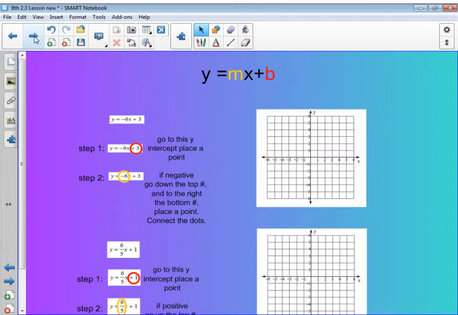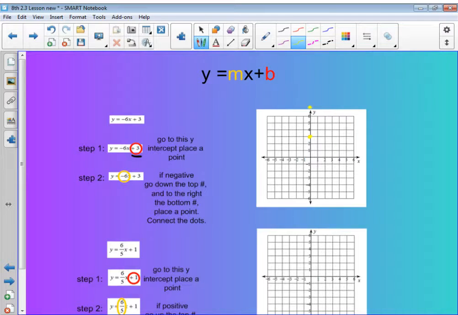Okay, so here we've got our next one. So I have negative 6x plus 3. I'm going to start here. I need to identify where positive 3 is on my y-intercept. So here's my y line right here, and I'm going to find positive 3. So here's positive 3 on the y line. So there's my first dot.